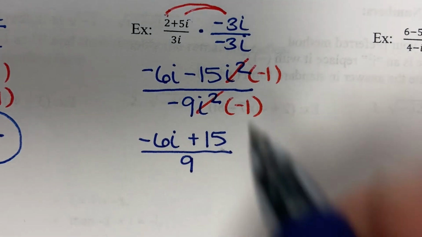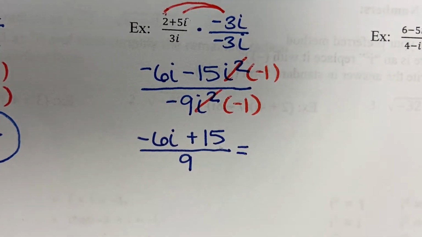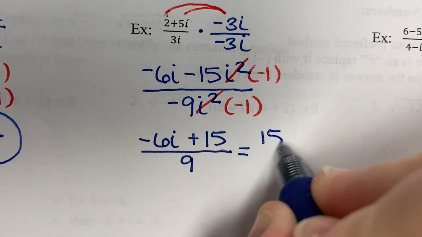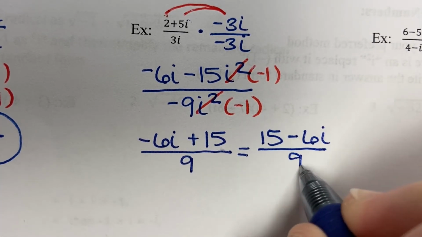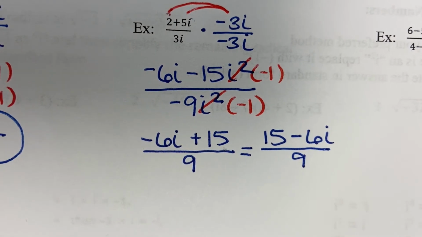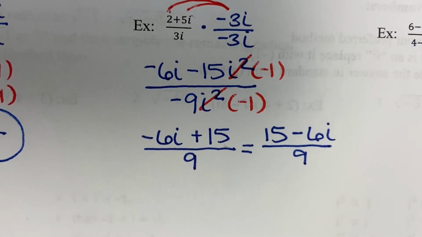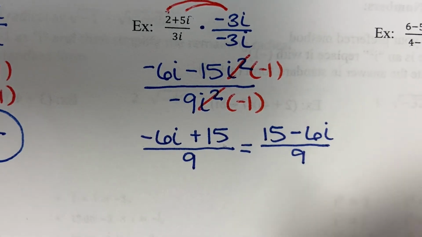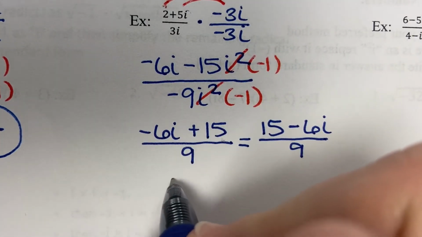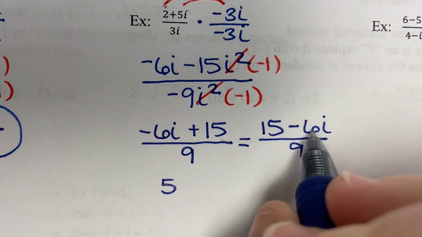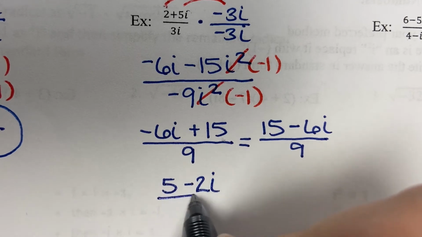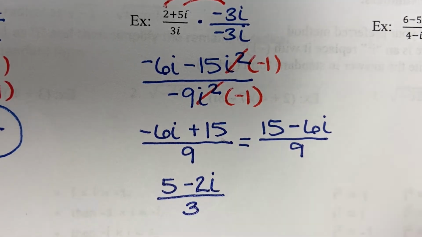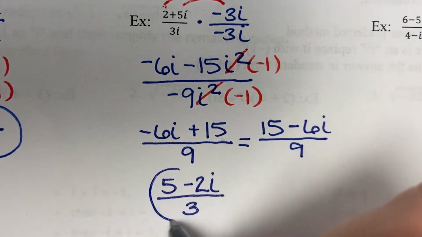All right, so the first thing I'm going to do is go ahead and reorder it. 15 minus 6i over 9. Remember, you put the real before the imaginary. Now we can reduce that because every single one of these numbers is divisible by 3. All right, so 3 goes into 15 5 times, 3 goes into -6, -2 times. 3 goes into 9, 3 times. All right, so that's a good answer.